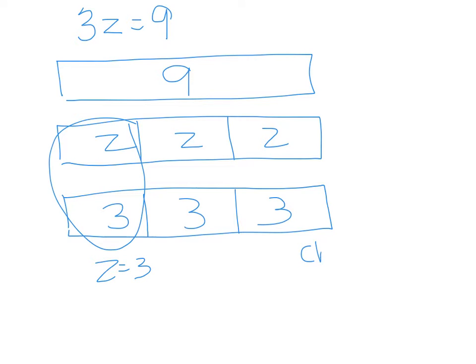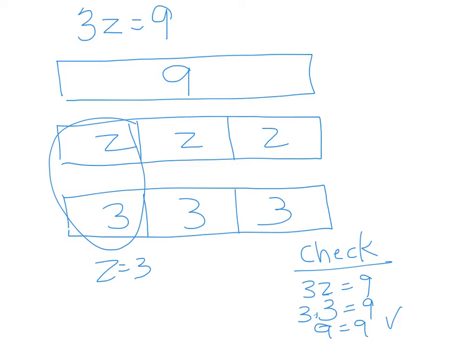Our check, which we always do, 3z equals 9. We're going to substitute the 3 for the z using some kind of multiplication symbol, either the dot or parentheses. 3 times 3 equals 9, 9 equals 9, and we've checked.